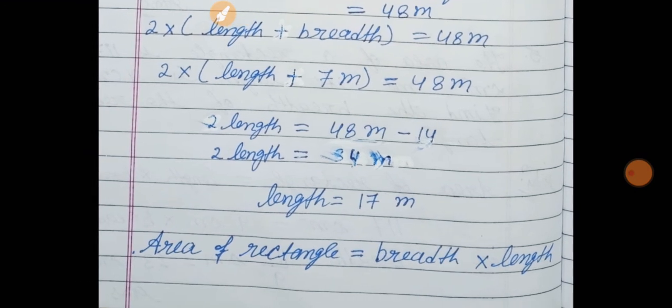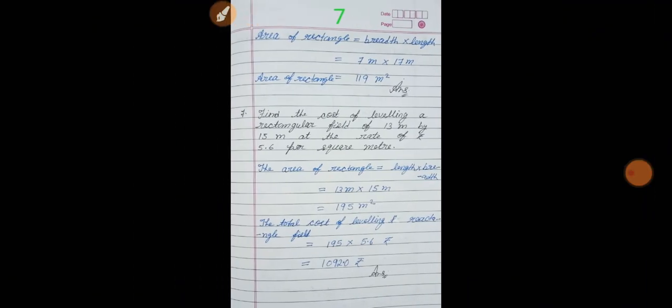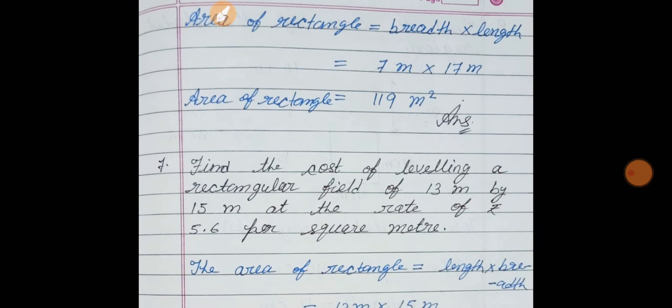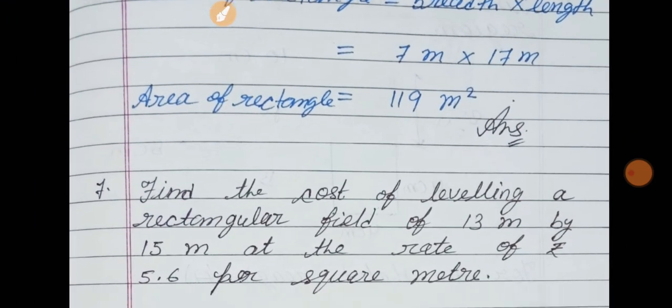Now we have to find the area of the rectangle. Area of the rectangle is equal to breadth into length. Length is 17 meter and breadth is given, it is 7 meter, dear students. So you can find out from here by the multiplication through the formula.